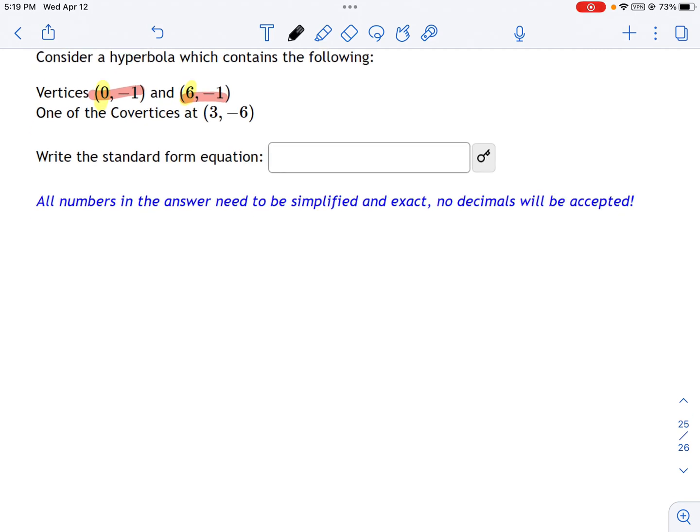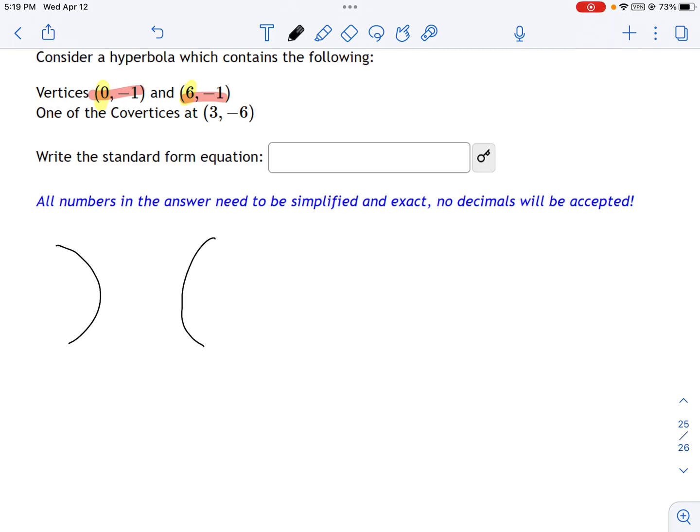Because if you have (0, -1), you have something like that, and then (6, -1) will be something like that. It's the x's that are changing, the y's are staying constant, which means it has to be horizontal.